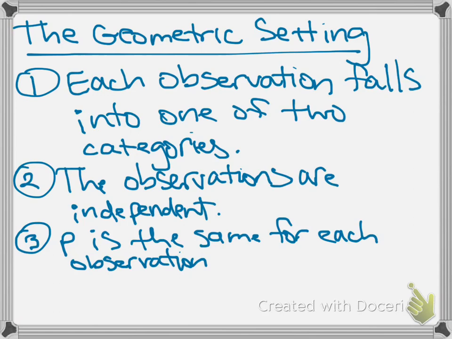The third requirement is also one that we have for a binomial distribution, and that is that p, the probability of success, must be the same for each of our observations. And hopefully this is something that you've already thought about, but if p is the same for each observation, then that must mean that the probability of failure is also the same for each observation, since the only 2 outcomes are success or failure.